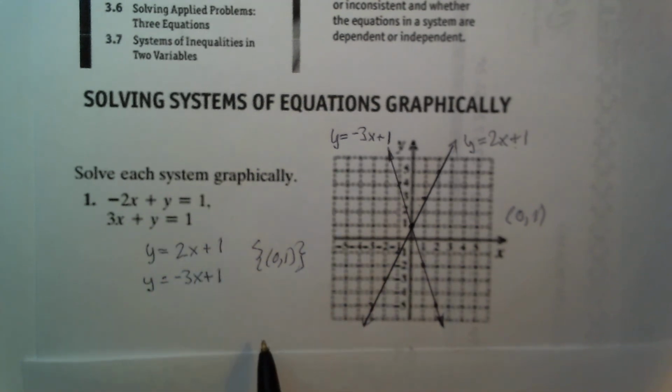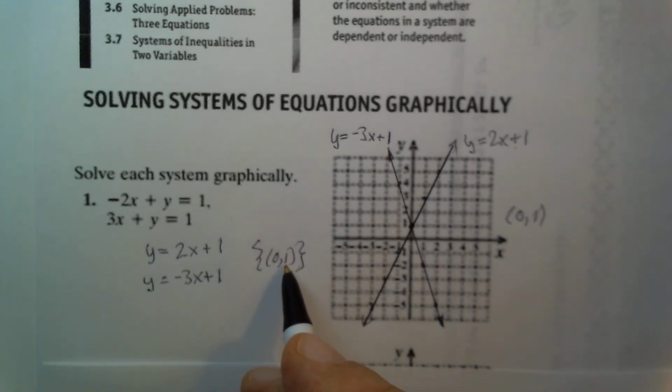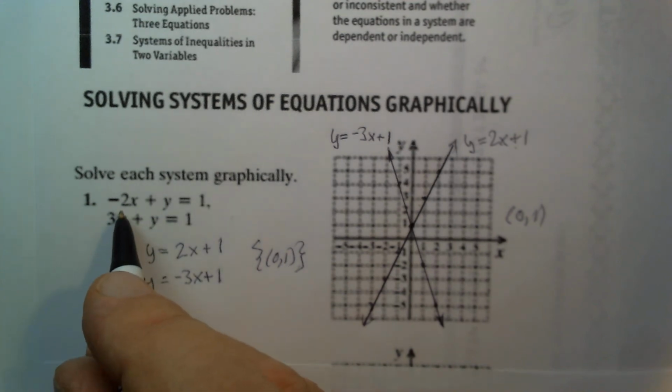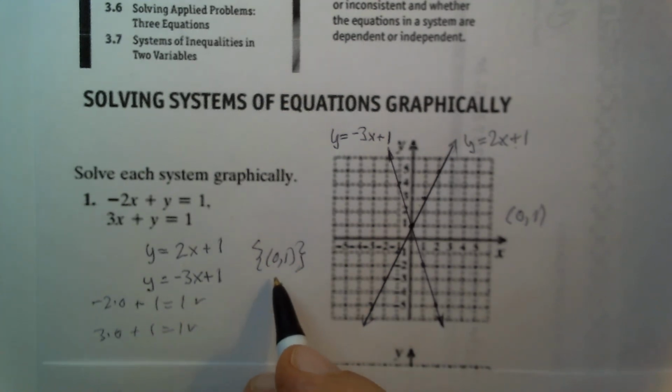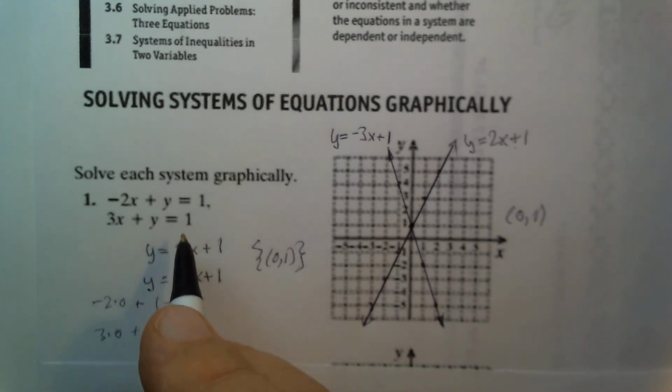Now, we can verify that this is true by substituting for x the value 0 and for y the value 1 in the original equations. For the first equation, we have minus 2 times 0 plus y, which is equal to 1, and that is equal to 1. So that checks. And for the second equation, we have 3 times 0 plus y, which is 1, and it also equals 1. So this solution works for the second equation as well, so we can be confident that this is the solution to this set of equations.